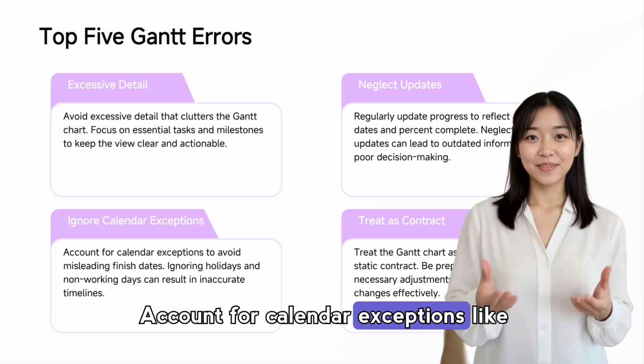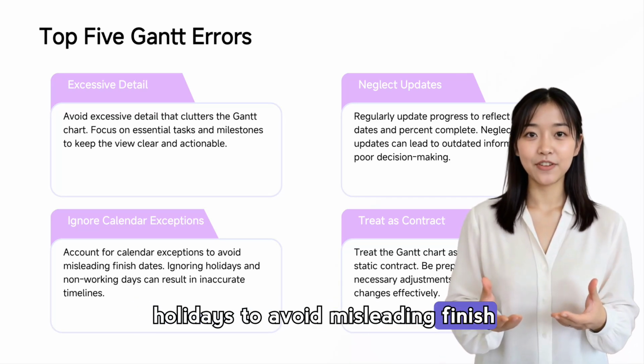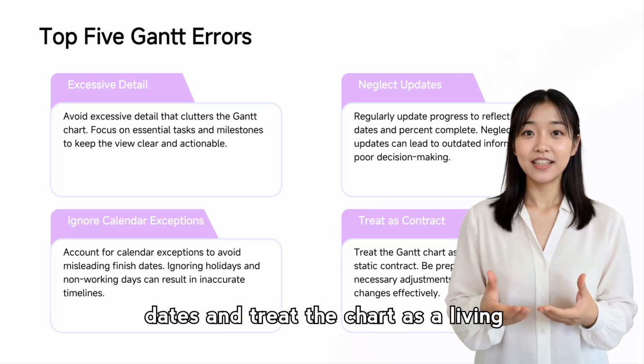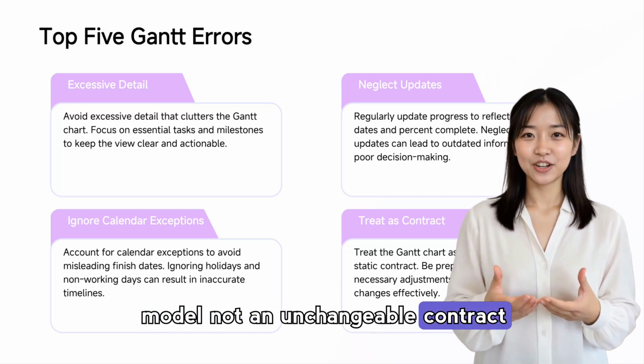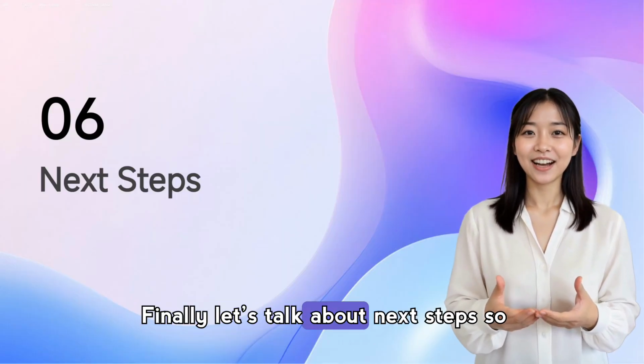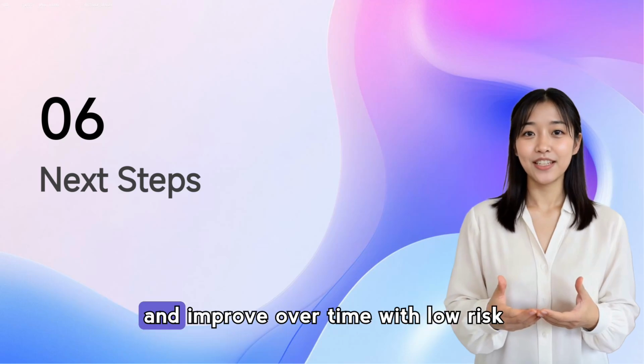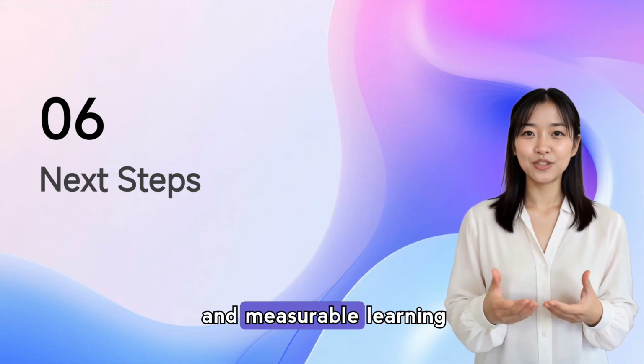Account for calendar exceptions like holidays to avoid misleading finish dates, and treat the chart as a living model, not an unchangeable contract. Finally, let's talk about next steps so you can apply what you've learned and improve over time with low risk and measurable learning.